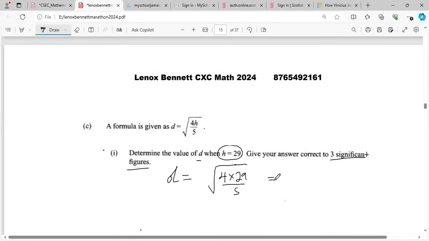Let me check that. So 4 times 29. So 116. So my calculator says 116.